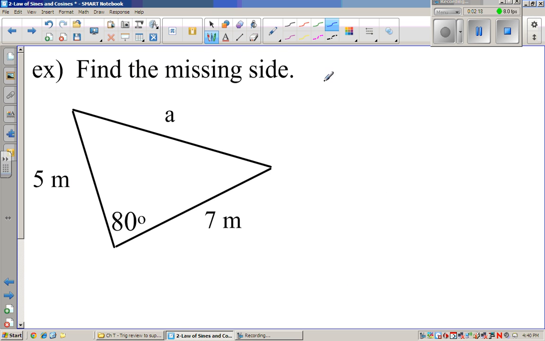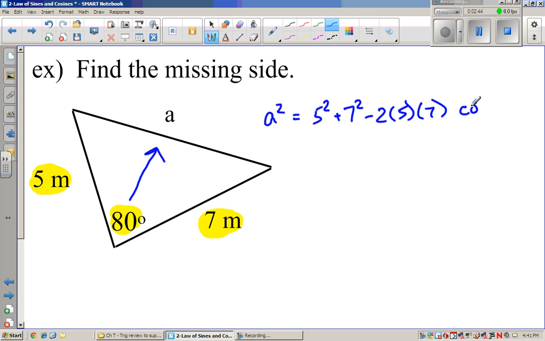All right, let's try this situation out here. So here we have a side angle side situation, and we are told that we are finding side a, which is opposite 80. So we're going to start with a squared. Notice I don't use c because its name is a. So a squared, and I just take the other two sides: 5 squared plus 7 squared minus 2 times 5 times 7 cosine of the angle opposite a, which is 80 degrees.